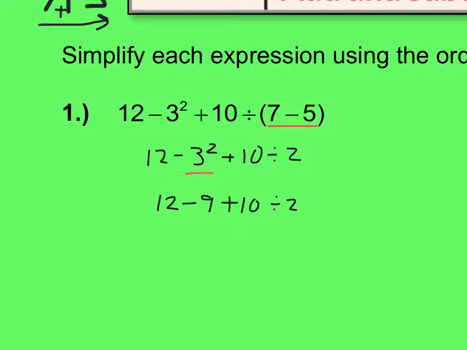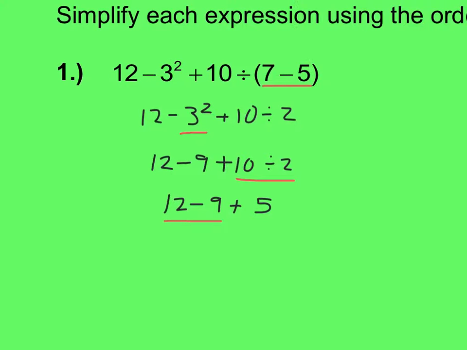So now that I've gotten rid of the exponents, you don't see any, I move on to multiply and divide. Well, there's a division right there. So I'm going to underline the 10 divided by 2. And we get 12 minus 9 plus 5. So again, I replaced my 10 divided by 2 with what it equaled. Well, now I have 2 operations left, 12 minus 9 plus 5. And some people make the mistake of doing plus first because the A comes before the S. But remember, they're equal to each other, and you go from left to right. So the 12 minus 9 comes first.